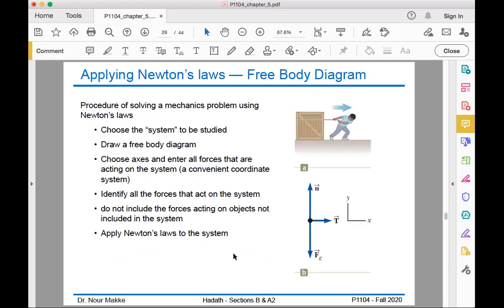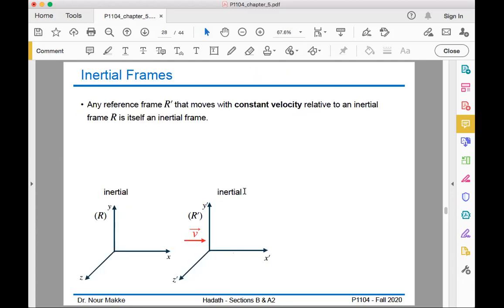However, if you take a reference frame R prime that is moving with a given acceleration with respect to R, then it is not going to be an inertial frame. We are not going to deal very much with inertial frames. What you need to know is that an inertial frame is a system of reference associated to a given physical object where Newton's laws are valid and can be applied. That's it. This is the takeaway message from inertial frames.